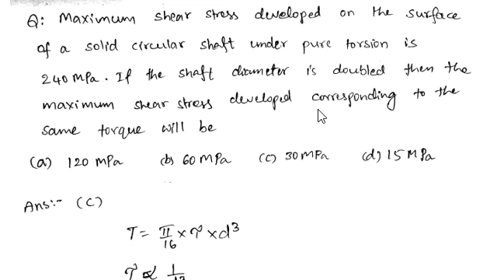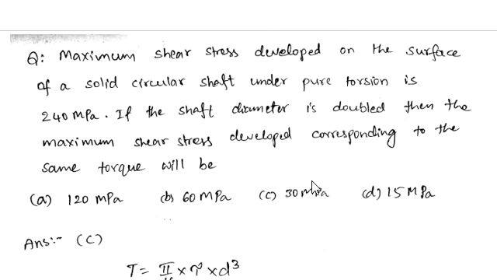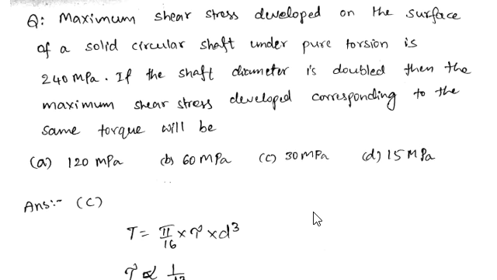And if you see the next question, maximum shear stress developed on the surface of a solid circular shaft under pure torsion is 240 megapascals. If the shaft diameter is doubled, then the maximum shear stress developed corresponding to the same torque will be. And here the options are given, and the correct option is option C. And let us see. First of all, initially a shaft of diameter D is applied torque. So in that case, the maximum value of shear stress is given as 240 megapascals.